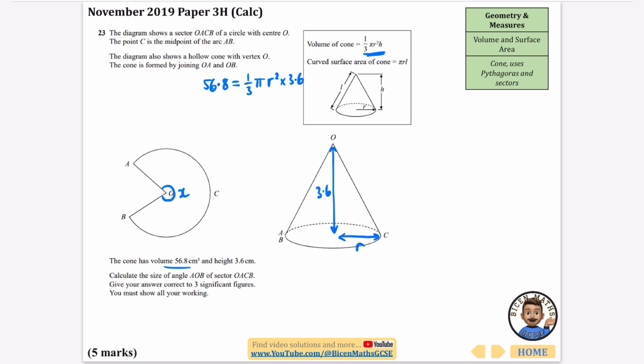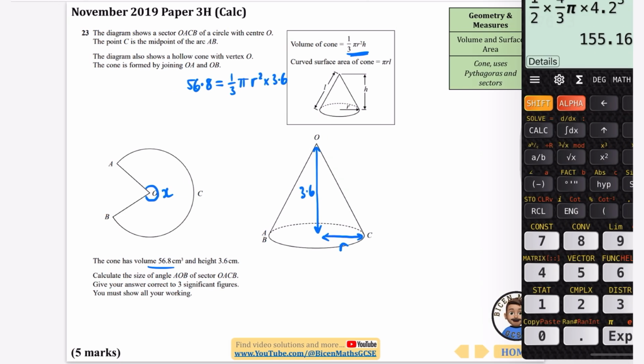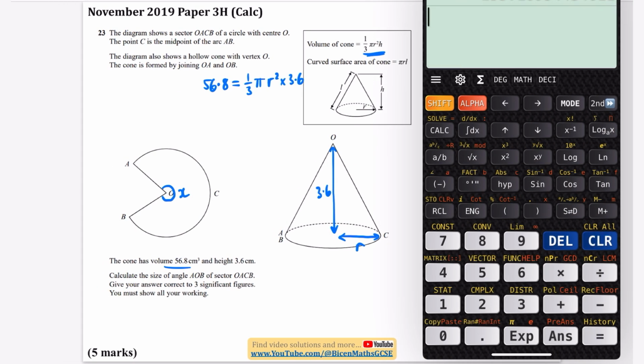I don't know how that's going to be useful at the moment, but I'm going to just do it and see if it will somehow link forward. It seems like the only thing I can do. So to solve this equation on my calculator, once I clear this bit here, I'm going to do the 56.8 to try and sort out what's going on over here. I'm first of all going to times it by 3 to get rid of the third. Then I'm going to divide it by pi to get rid of that. And then I'm also going to divide it by the height, which is 3.6, so that I get that r squared is equal to 15.06666.